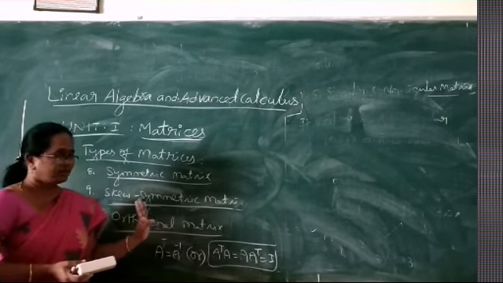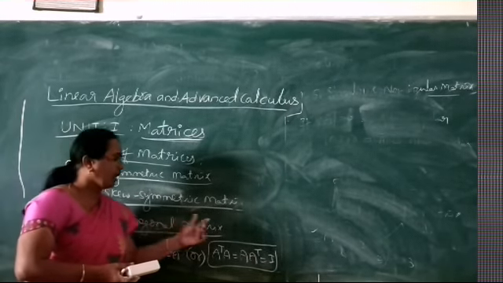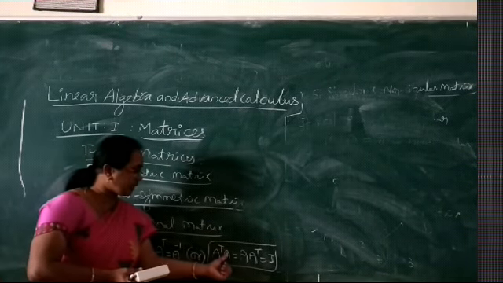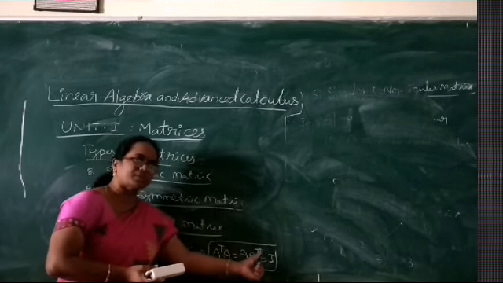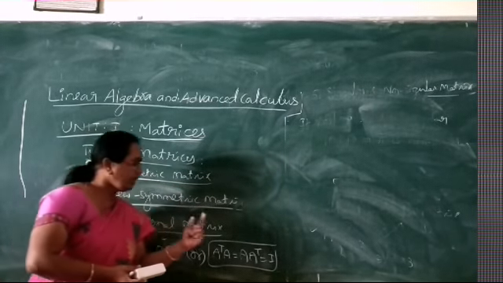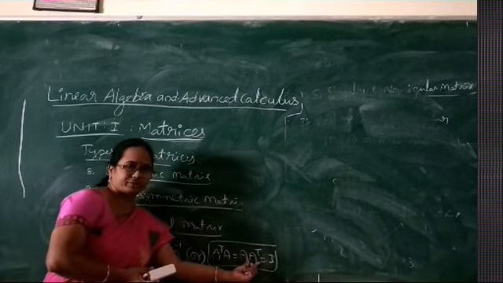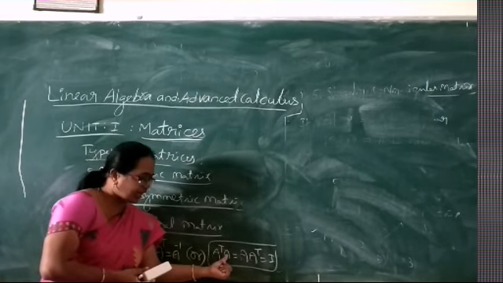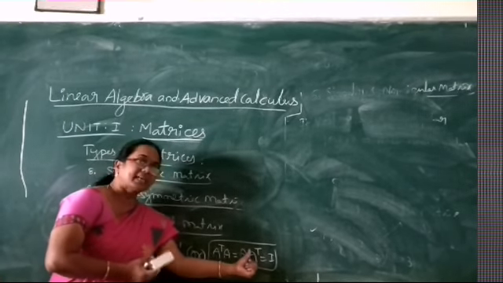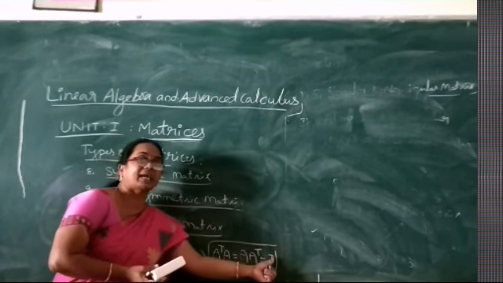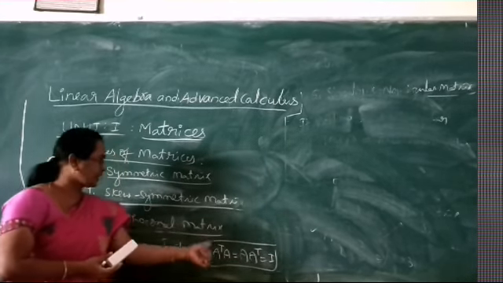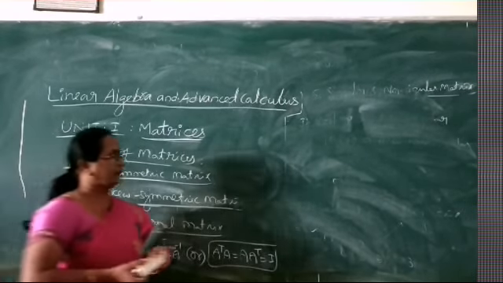Am I clear? So when is a matrix orthogonal? A square matrix is orthogonal when it satisfies A transpose into A equal to A into A transpose equal to I. Remember, it should satisfy both the left and right hand side rules: A transpose into A, and also A into A transpose. When each of them is calculated and equals the identity matrix, we say that the given square matrix is an orthogonal matrix.